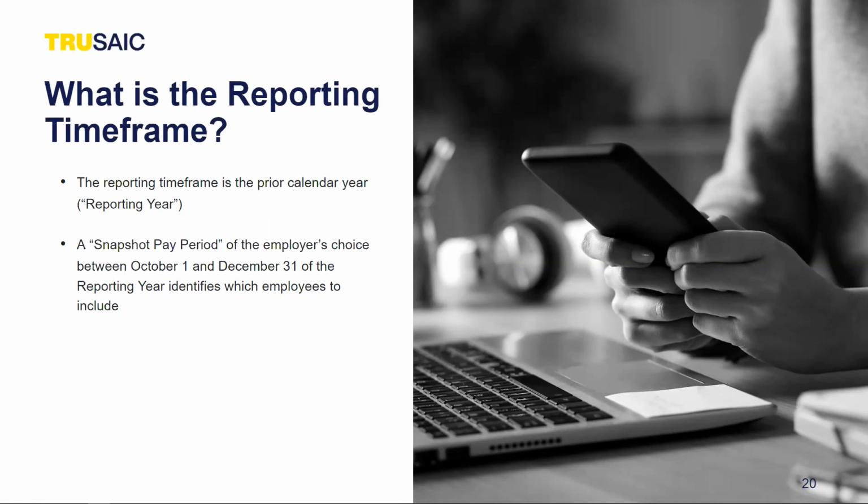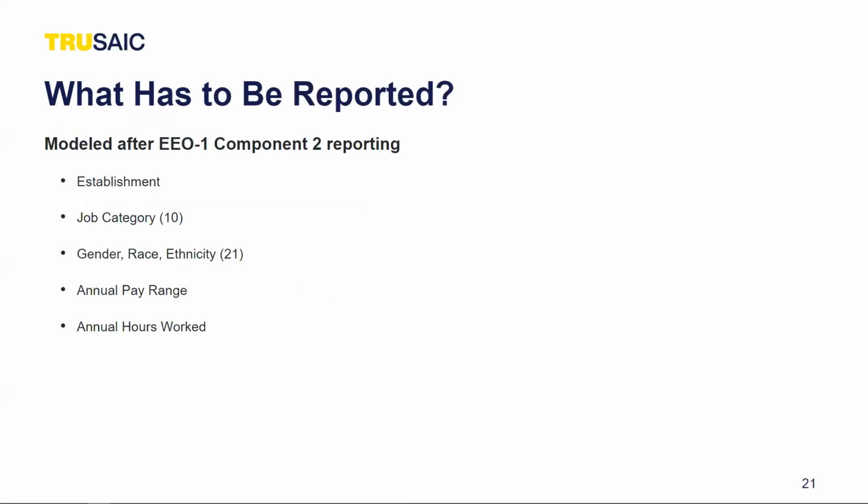Next slide, please. So what has to be reported? We know who has to report, and we know basically which employees have to be reported. What has to be reported about them? For each included employee, the report reflects five elements: their establishment, where they worked or where they report to; their job category, using 10 federal job categories; their gender and race or ethnicity; their annual pay, with a specific measure being used; and their annual hours worked. If you've been filing EEO-1 reports, the first three bullets on this slide are quite familiar, but we'll turn to each of these elements briefly in the next slides.